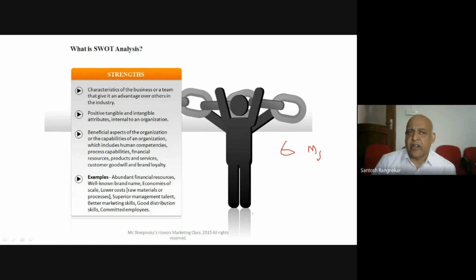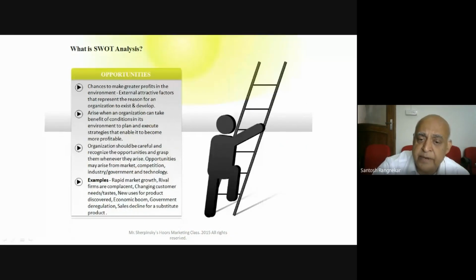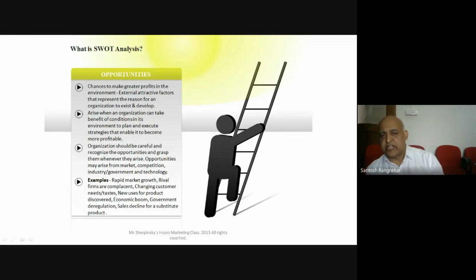For the strength of any organization, now you see, like you talk about transmission organizations. In transmission organizations, you find there are so many players. I have taken the example of the Uttarakhand Transmission Agency that we will be analyzing. But what is important is the goodwill, customer goodwill. Here examples have been given: abundant financial resources, well-known brand name, economies of scale, lower cost, superior management talent, better marketing skills, good distribution skills, committed employees. These become your strengths.